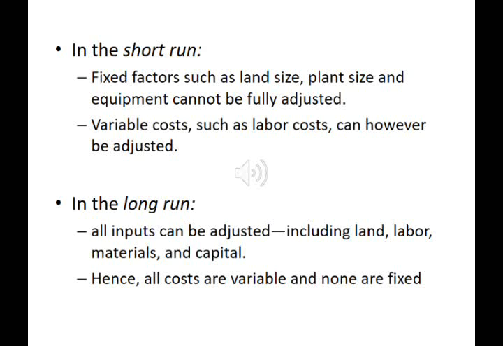So in the short run, a firm will be facing both fixed factors of production, fixed costs, and variable costs of production. In the long run, however, all inputs to the production process can be adjusted, including land, labor, raw materials, and capital. Hence, all costs to the production process in the long run will be variable, and there will be no fixed costs of production. So again, in the short run, the firm will be facing two types of costs, fixed costs and variable costs. In the long run, the firm will be facing only variable costs. There will be no fixed cost because there will be no fixed factors of production. All factors of production will be variable. All factors of production can be adjusted in the amounts used of each of them.